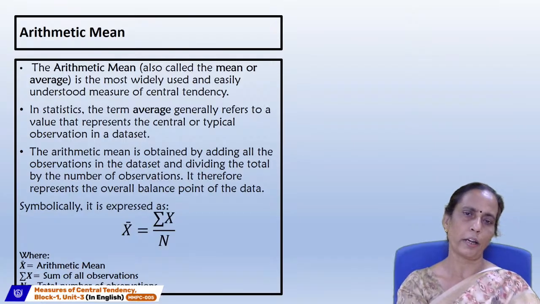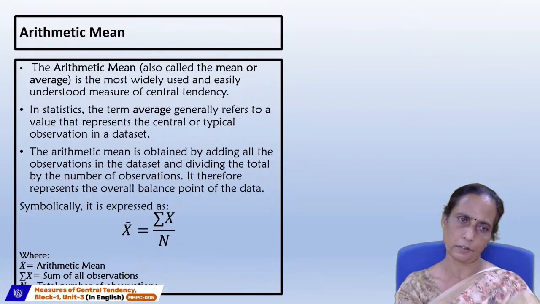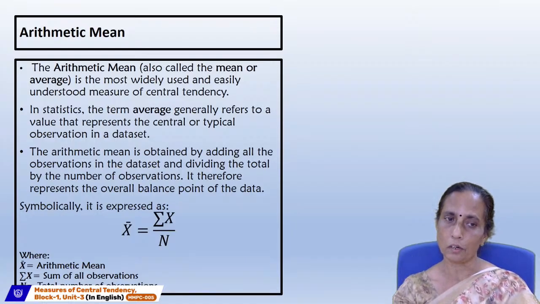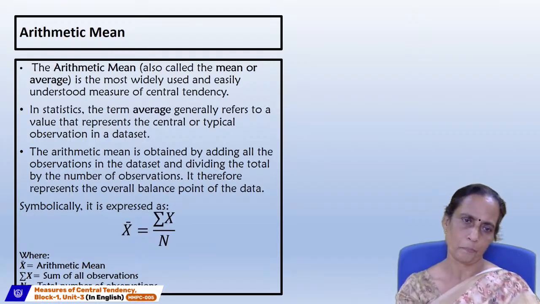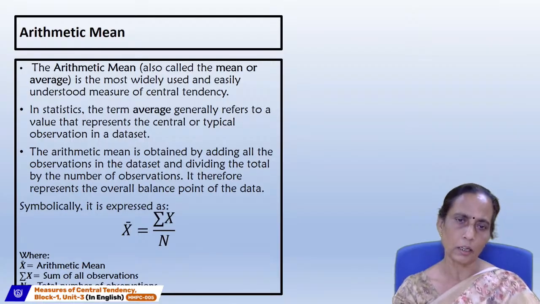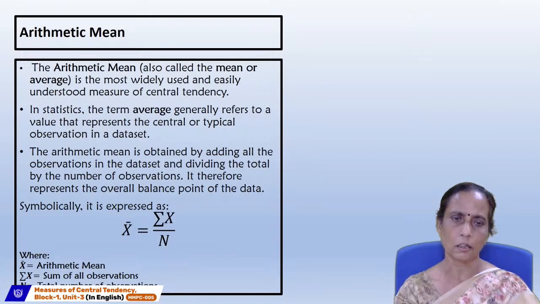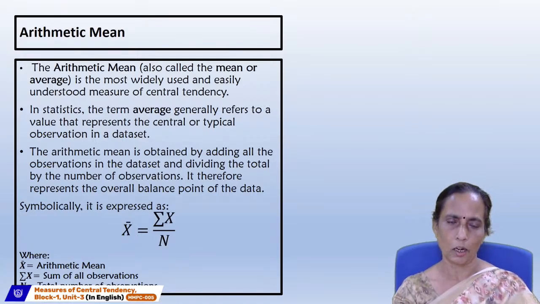is the most widely used and easily understood measure of central tendency, and in statistics, the term average generally refers to a value that represents the central or typical observation in a data set. So the arithmetic mean is obtained by adding all the observations in the data set and dividing the total by the number of observations. So it therefore represents the overall balance point of the data.